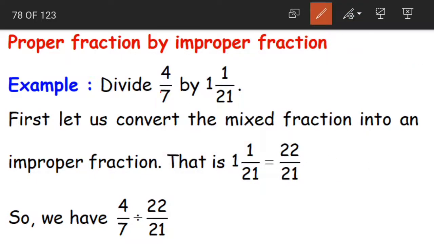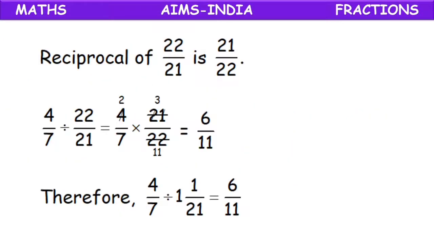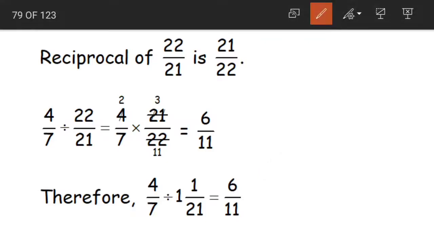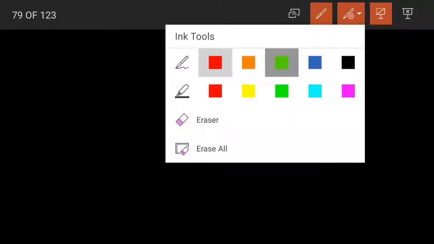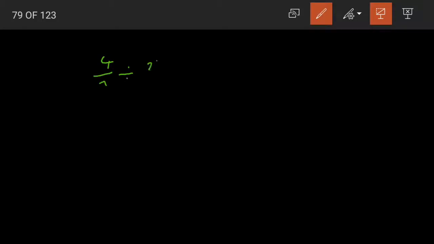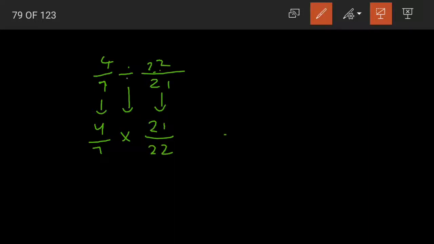Now what do we have here? 4 by 7 divided by 22 by 21. This mixed fraction is converted into an improper fraction 22 by 21. Now again, how to divide this? The same, children. Let me write here 4 by 7 divided by 22 by 21. Again the same rule is applied here. The first fraction as it is, and division changes into multiplication. For the second fraction we write the reciprocal. 22 by 21 becomes 21 by 22, the reciprocal.